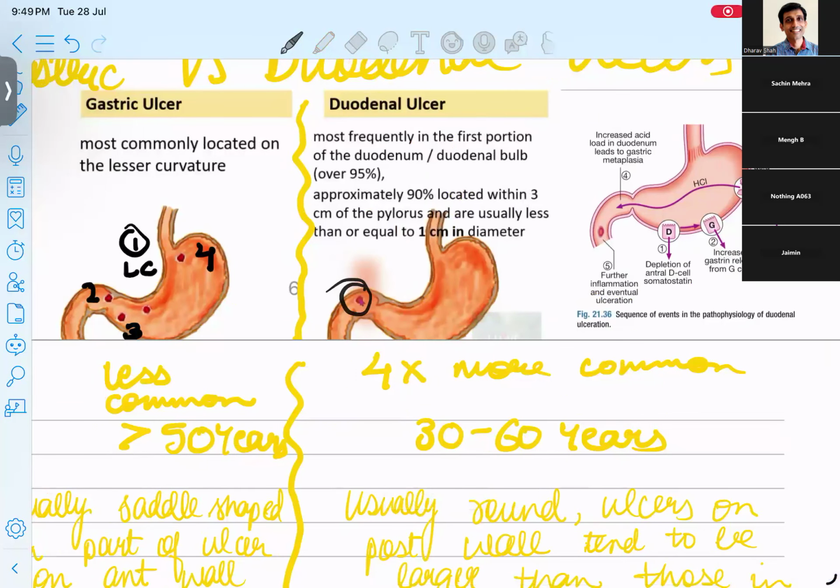Duodenal ulceration को समझने के लिए we also have to understand कि first there is depletion of antral D cell somatostatin. If you remember, we started with the शुरू of the lecture कि D cells or somatostatin acts as a negative stimulant for gastrin. Then there is, of course, other D cells decrease होगा तो there is increased gastrin from G cells, and then increased acid secretion. The increased acid load in duodenum leads to gastric metaplasia.